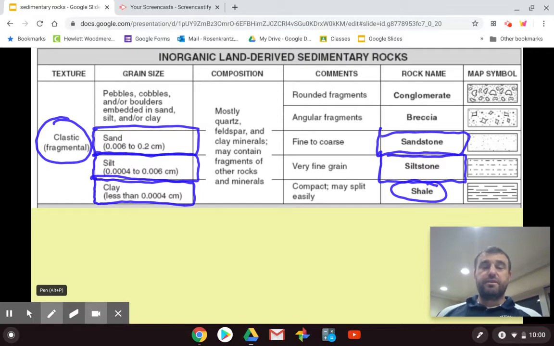Now you might be thinking to yourself, why don't we call shale claystone? I have no idea. Right? We call silt siltstone, sand sandstone. Why don't we call clay claystone? We call it shale. All right?